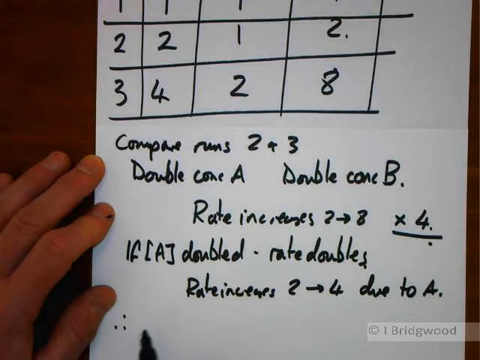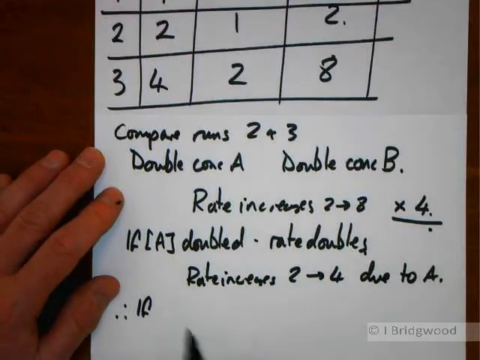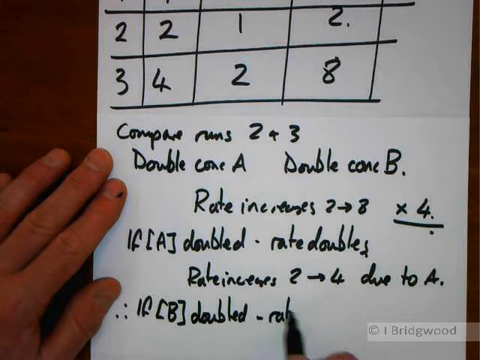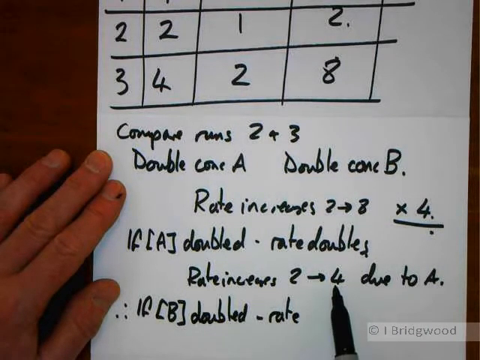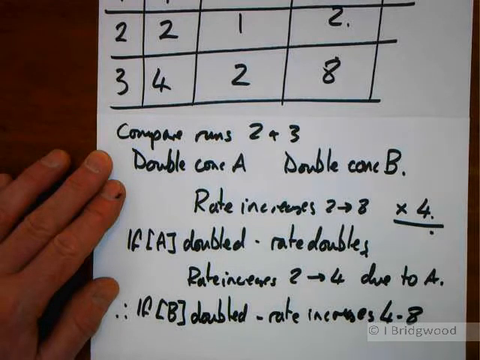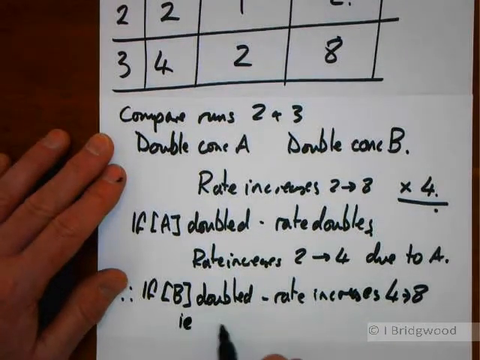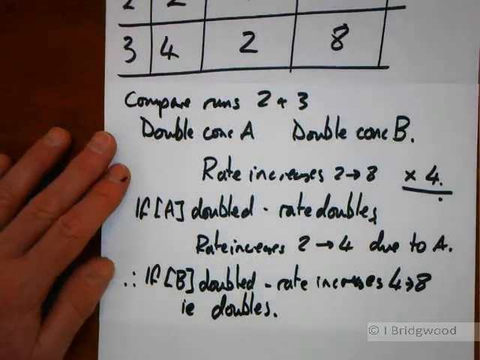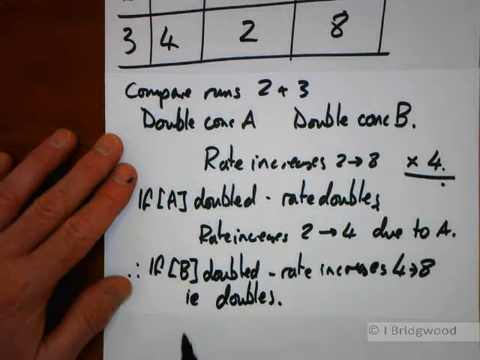Now, therefore, if we change the concentration of B, the rate therefore now goes from 4 to its final value, 4 to 8. In other words, it doubles. So therefore it must be first order with respect to B as well.